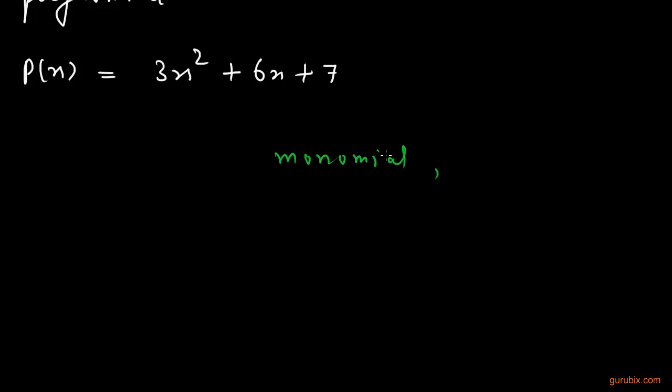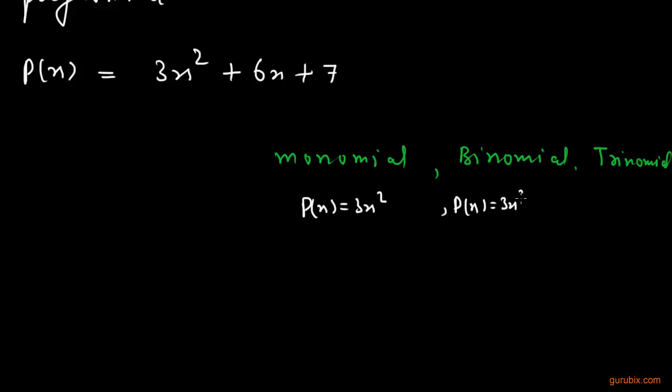this means of only one term, and binomial and trinomial also. You can see a monomial. Suppose p(x) is equal to 3x squared. This is a monomial. Or you can say p(x) is equal to 3x square plus 9. This is a binomial, and here p(x) is equal to 3x square plus 6x plus 3. So this is a trinomial, because here are three terms, here are two terms, and here is only one term.